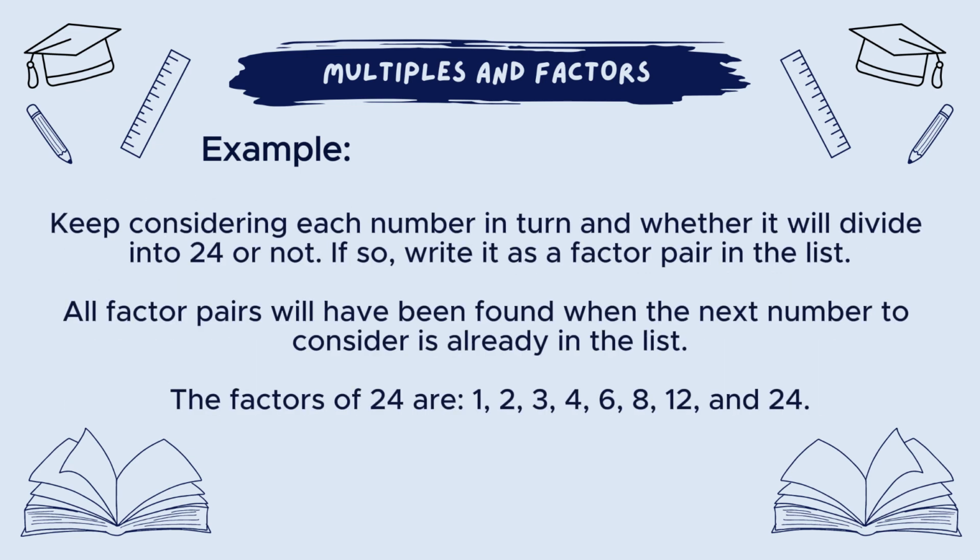Keep considering each number in turn and whether it will divide into 24 or not. If so, write it as a factor pair in the list. All factor pairs will have been found when the next number to consider is already in the list. Then factors of 24 are 1, 2, 3, 4, 6, 8, 12 and 24.